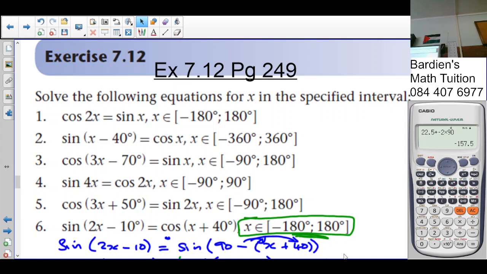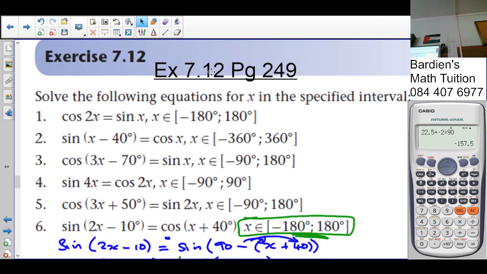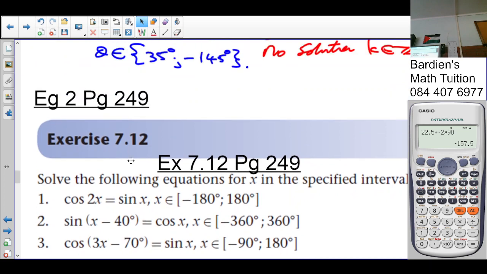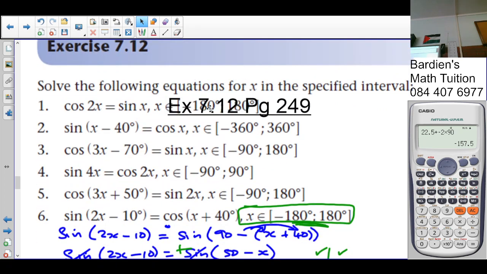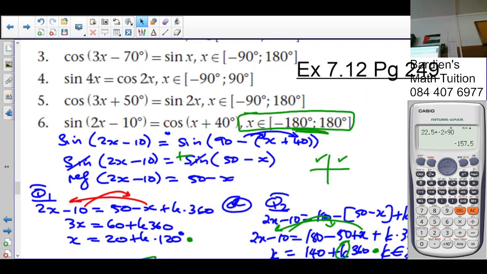3. Right, we're going with 3. 3 is a nice one. Then again, I know all sums are nice. So we're going to look at number 3. Okay, so I'll give you a chance to do it quickly.